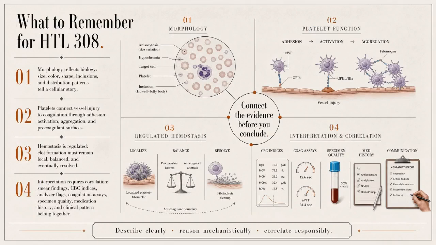First, morphology reflects cell production, structure, and survival. Red cell size, color, shape, inclusions, and polychromasia all point toward underlying processes. Second, platelet biology connects vascular injury to coagulation. Platelets adhere, activate, secrete, aggregate, and provide procoagulant surfaces. Third, hemostasis is not just clot formation, it's regulated localization of clot formation followed by controlled clot removal. Bleeding and thrombosis represent failures of this balance.